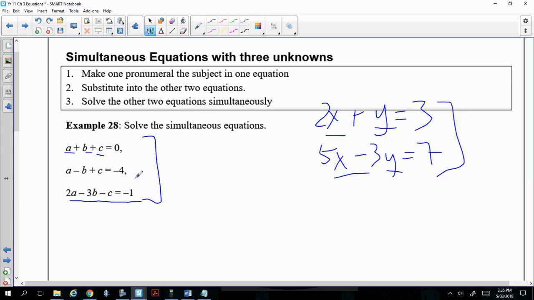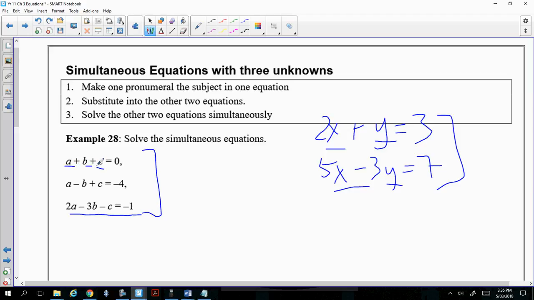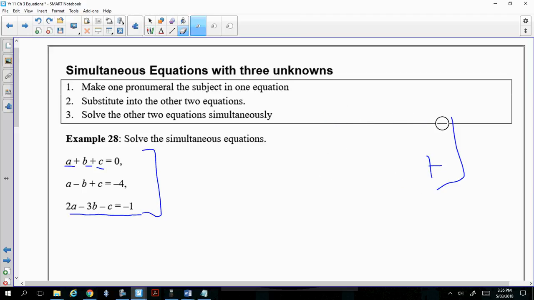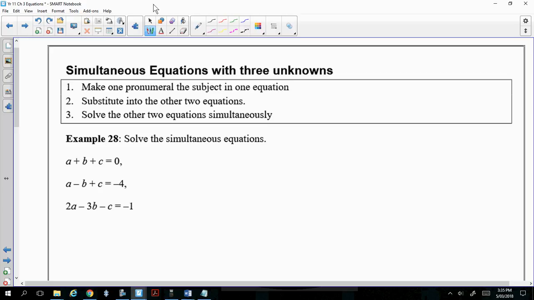So we need three equations to find out three unknowns. Of course, if there are four unknowns, you need four equations. But in this course, we'll be limited to three unknowns. Okay, so how do we solve them simultaneously? When we solve this, we're going to use a combination of elimination and substitution. So how do we do that?